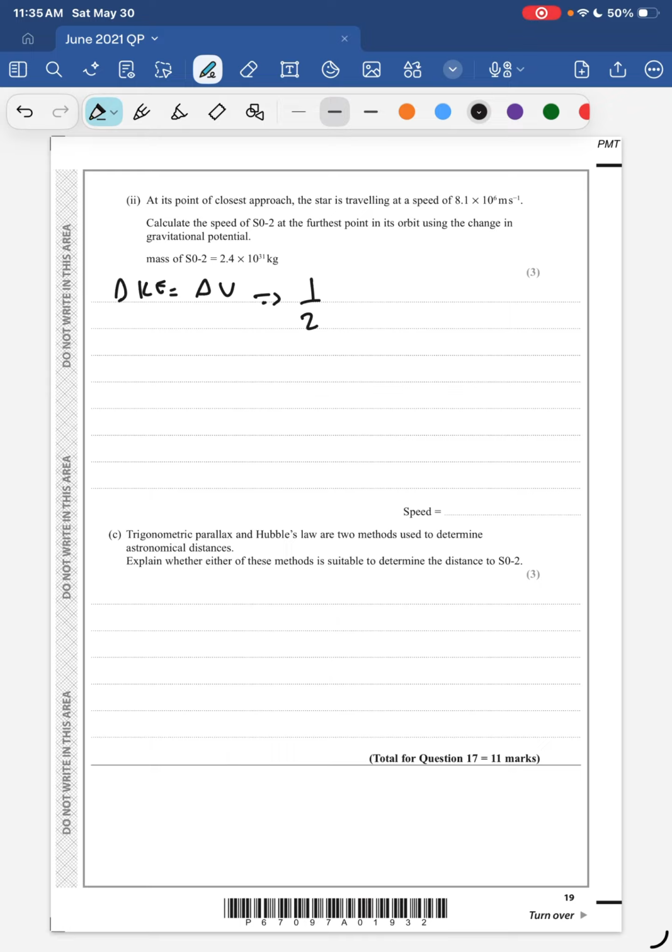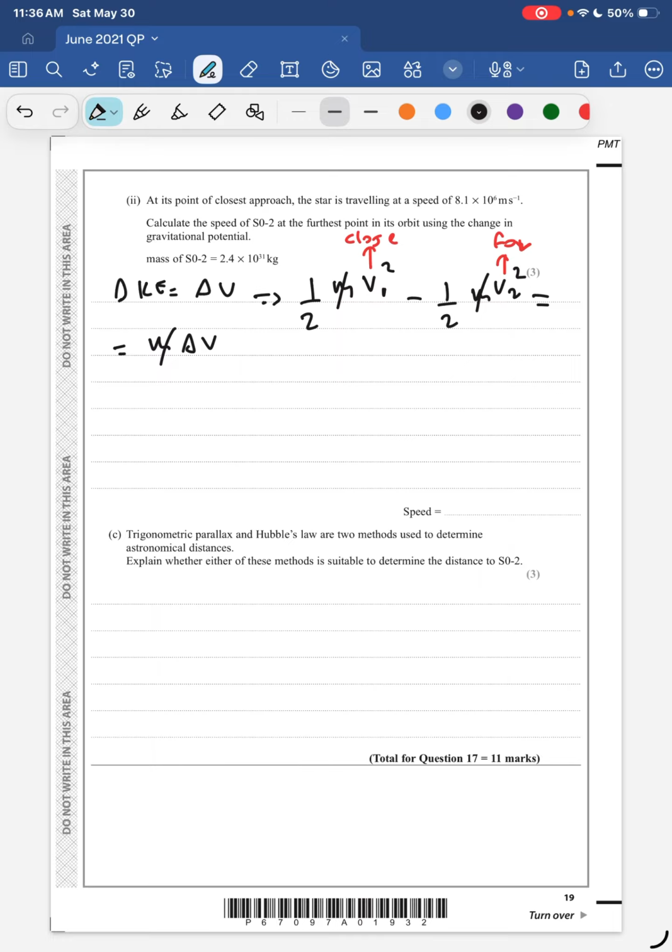So 1/2 times the mass of the star times v1 squared minus 1/2 m times v2 squared is going to be equal to the mass times the change in gravitational potential. So the mass actually cancels, and we don't need it. And v1 is going to be the close distance, and v2 is going to be the farthest away. So let's call it close, and let's call this far.